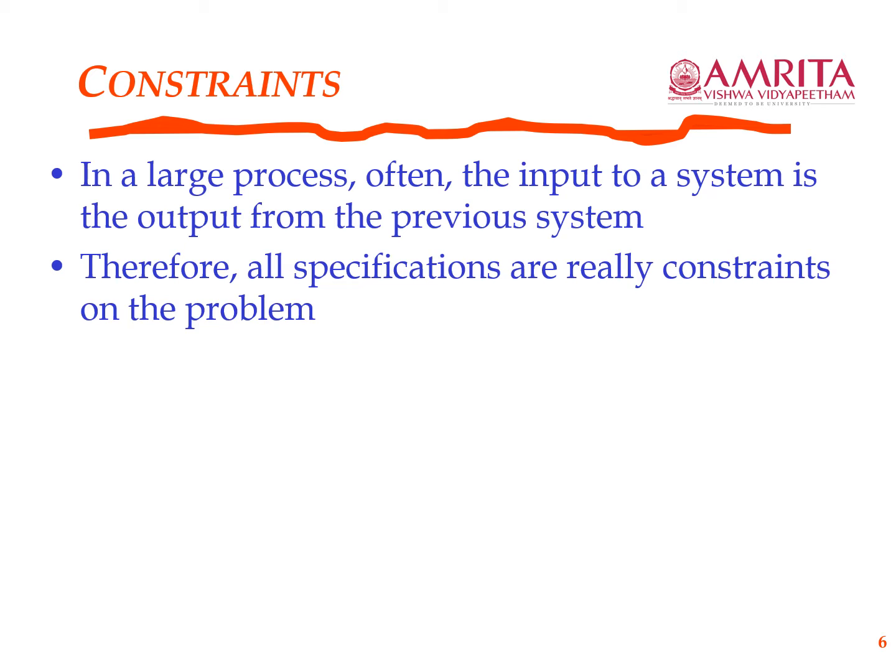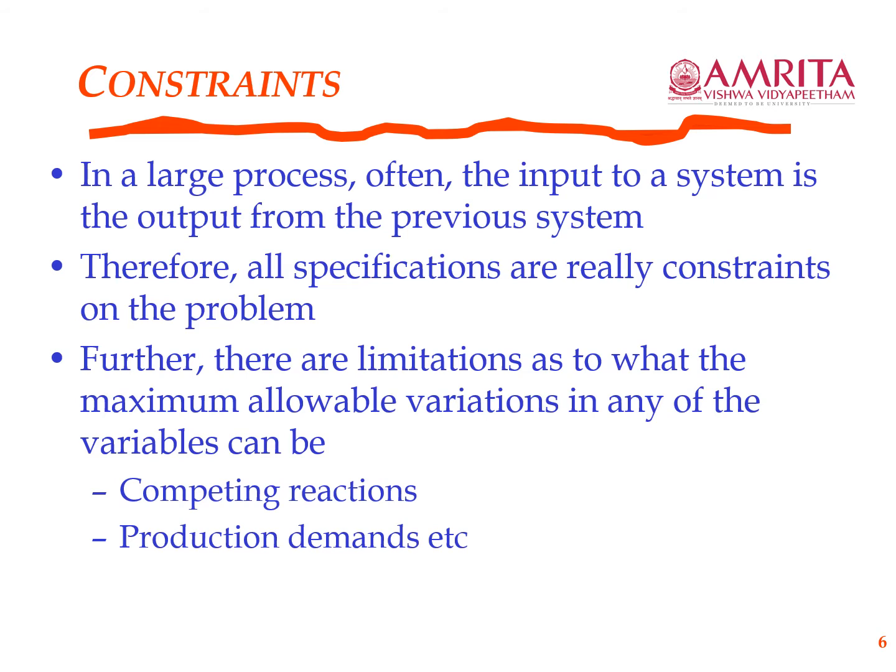Then all the rest of it are independent variables that will have to be specified. So here what I'm really saying is that the output from one particular unit, when it is fed as input to the next unit, so the specification of the input stream to the next unit is basically captured as constraints which will fulfill this degree of freedom. Right. Further, there are also limitations to what the maximum allowable variations in any of the variables can be.